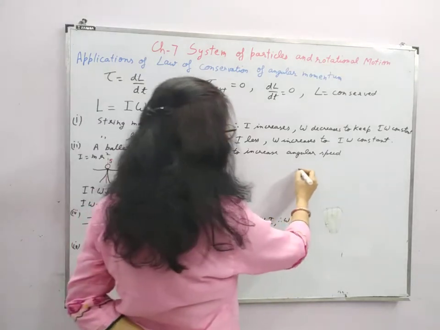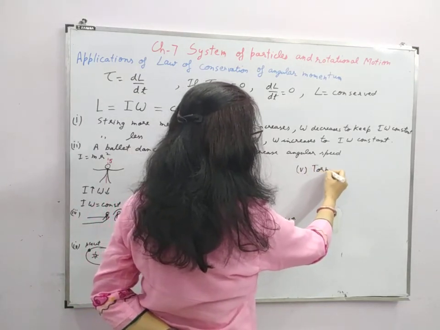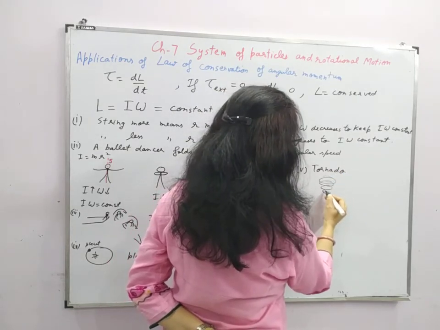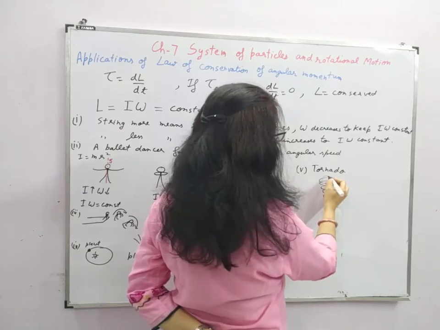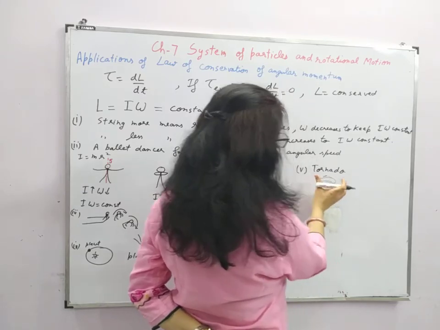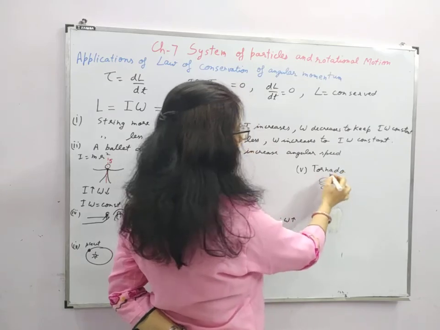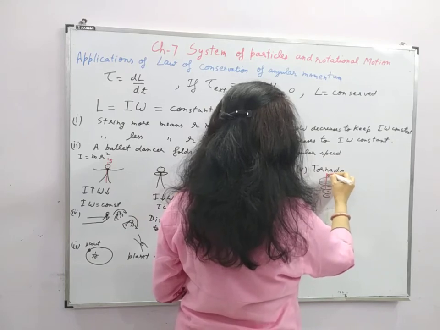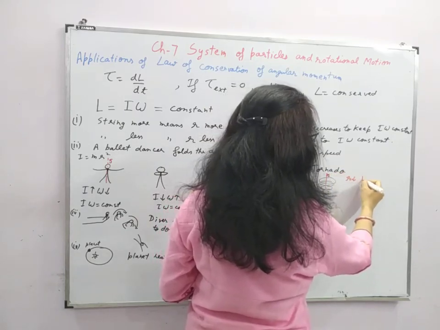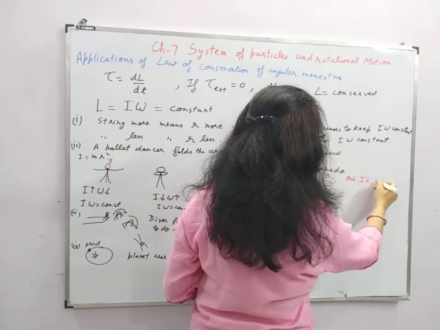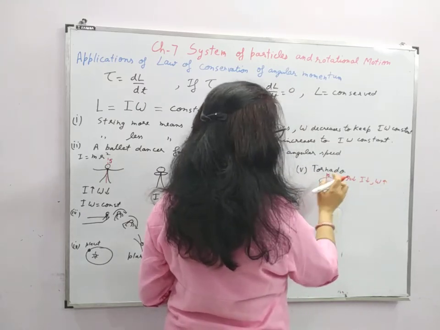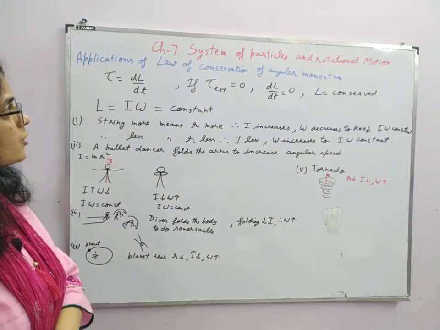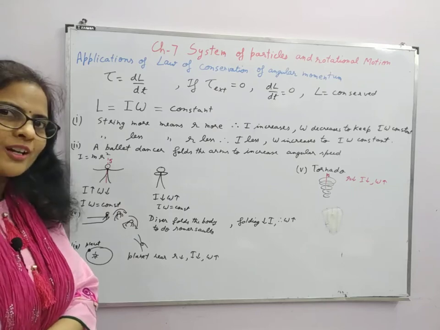The fifth example you can take is the tornado. In a tornado there is whirling of the wind, right? The air goes towards the center, which is the axis of rotation of the tornado. So R decreases, I decreases, so omega increases. That's why the tornado rotates very, very fast. So I hope you understood the applications of angular momentum. That's all for now. Have a nice day.